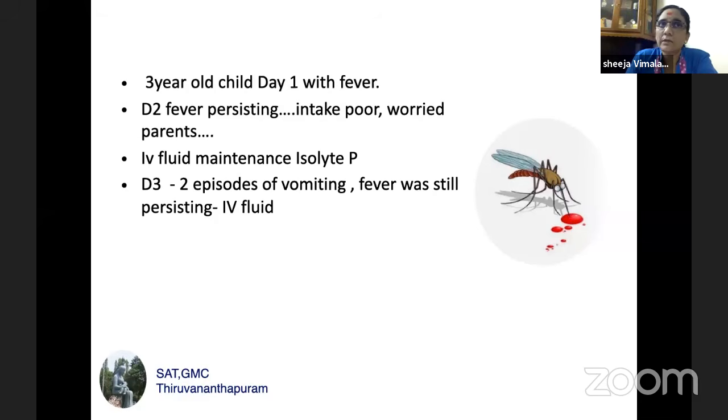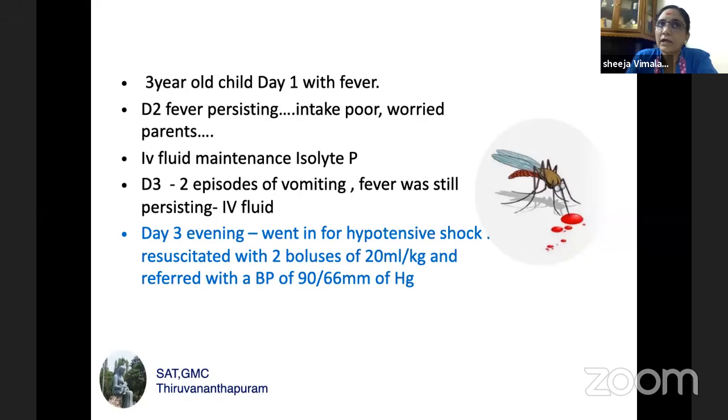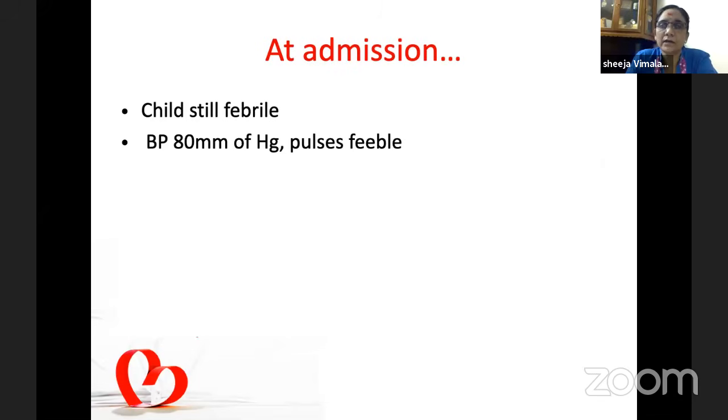Day three morning, the baby had 2 episodes of vomiting, so the IV fluids were not stopped, it was continued. But in spite of being on IV fluid, by evening, the child went into hypotensive shock, which necessitated resuscitation. The baby was resuscitated with 2 boluses of 20 ml per kg of normal saline and referred with a documented BP of 90 by 66 millimeters of mercury. The baby hardly took half an hour to reach our casualty.